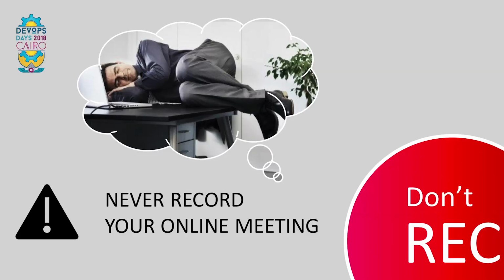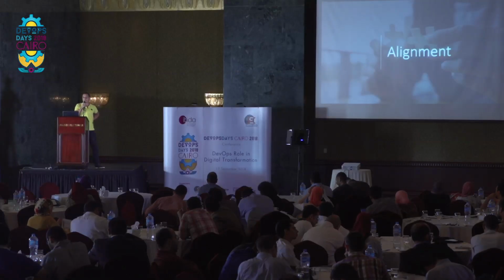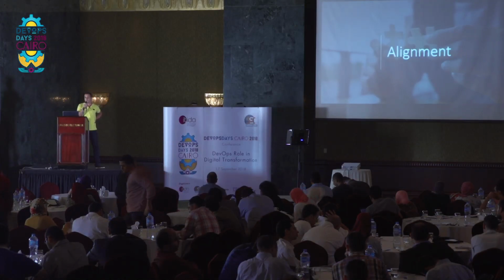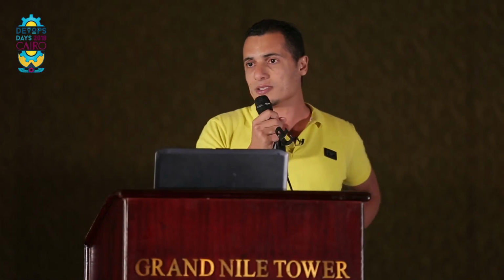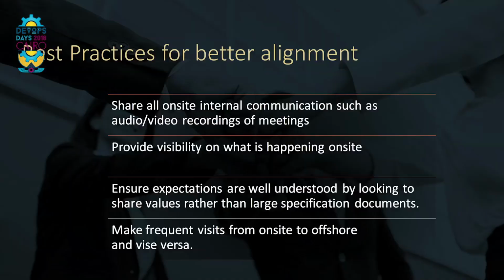The second challenge here is alignment between the different teams. Having different teams distributed across different locations means that there could be misunderstanding and visibility issues between the teams. Also, due to the lack of interaction between the customers and the offshore teams, this might lead to requirements misunderstanding. To tackle this, we have to make sure that all the internal communication is shared between different teams, and also that all the goals and strategies of the different meetings are shared as well.